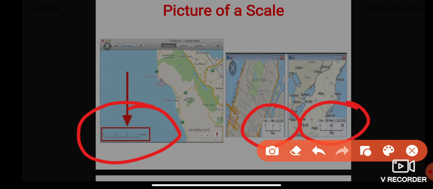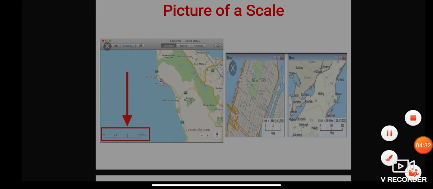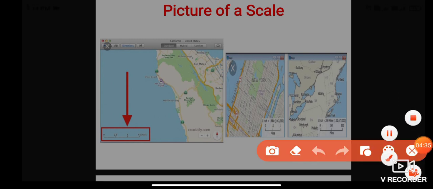So let's get started. Let me give you a small example. In order to measure the distance between Boston and Cleveland.